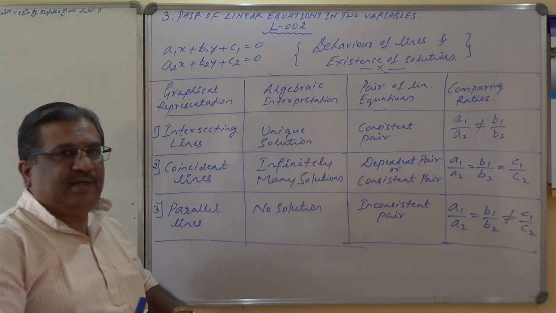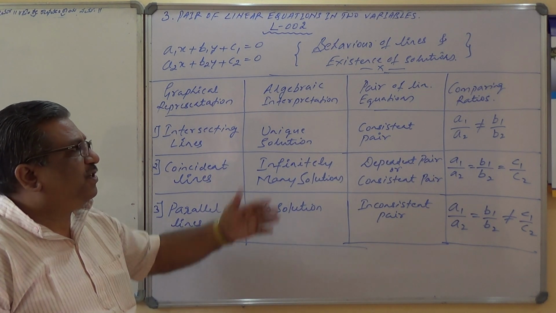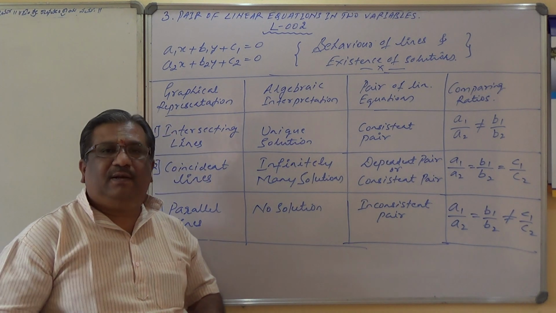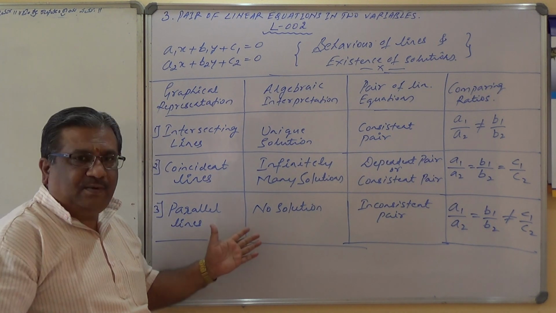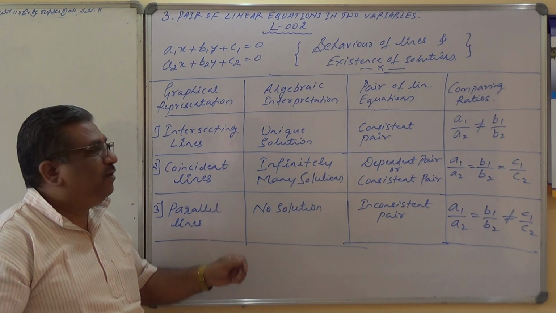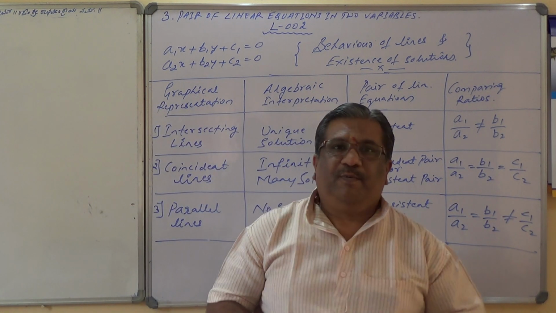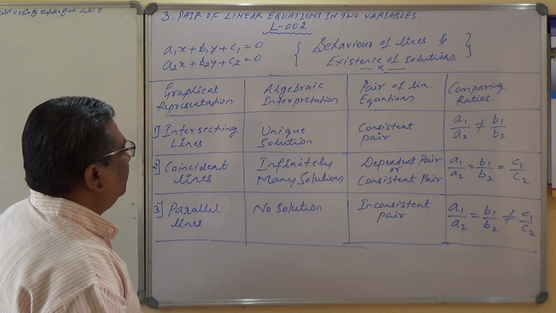Now, I'll take a few examples and see, based on the ratios of coefficients, whether we will be able to conclude whether the graphs are intersecting, parallel or coincident. Okay. You must note down this in your 180 pages notebook. You can take a screenshot or you can pause the video for noting down. Yeah, I hope you have noted down already. Okay, let me erase this and I'll take some examples to illustrate this.